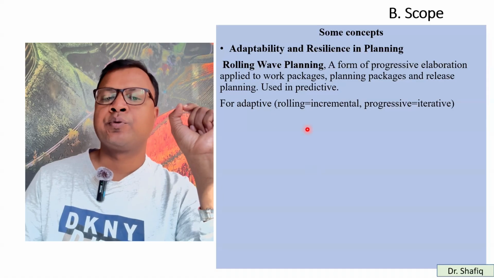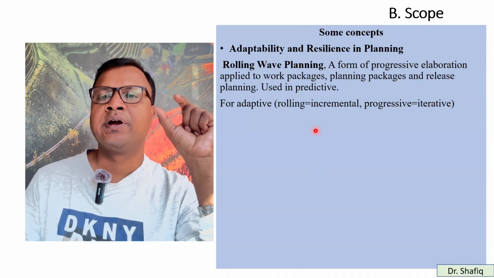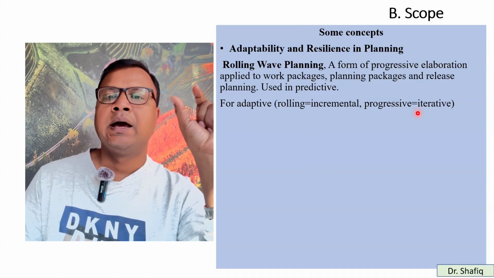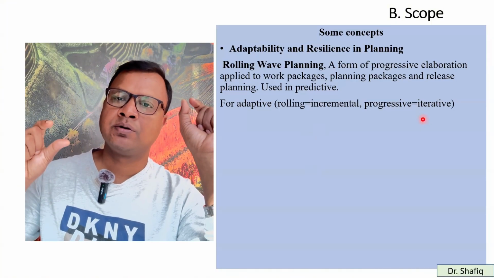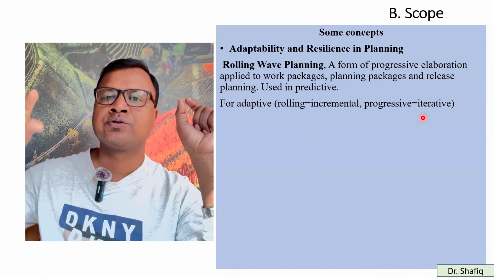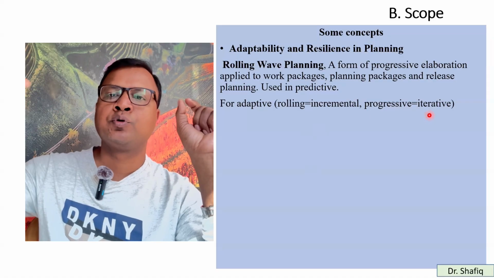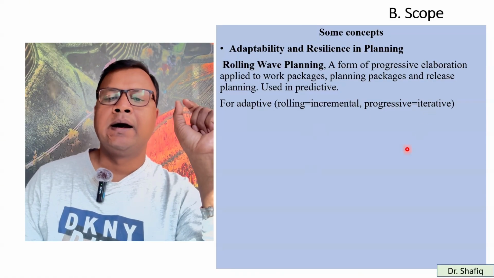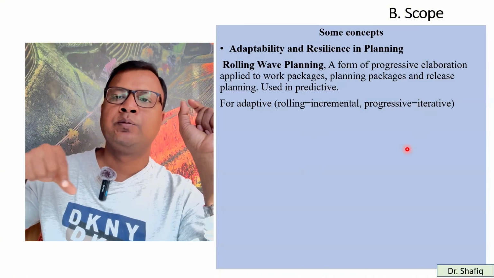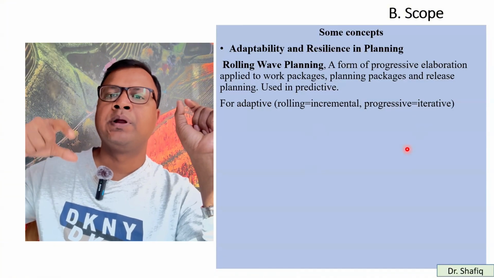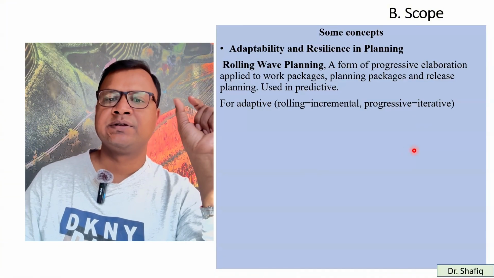But for the adaptive approach, rolling can be for the incremental and progressive can be for the iterative. So in each iteration, there will be progression, growth, or improvement. For each incremental delivery, there will be rolling wave planning. So it's a mix.